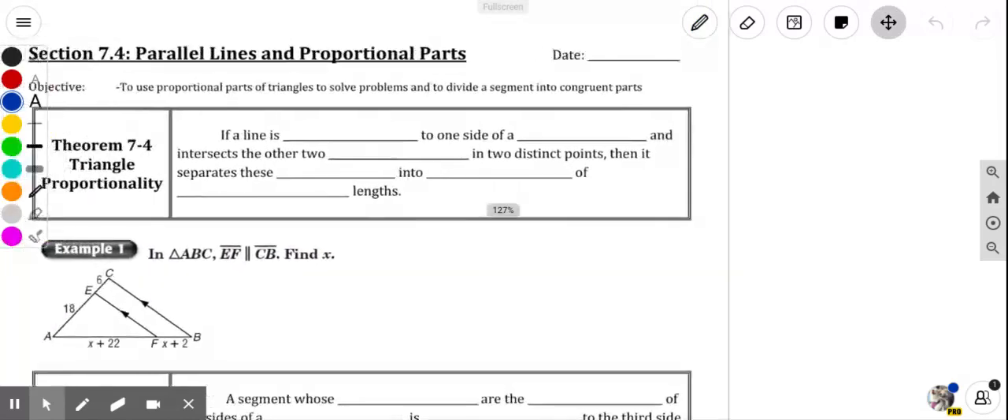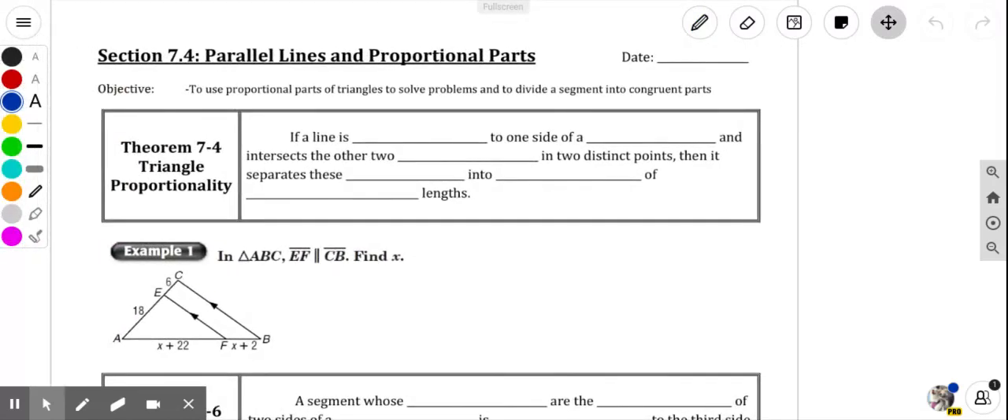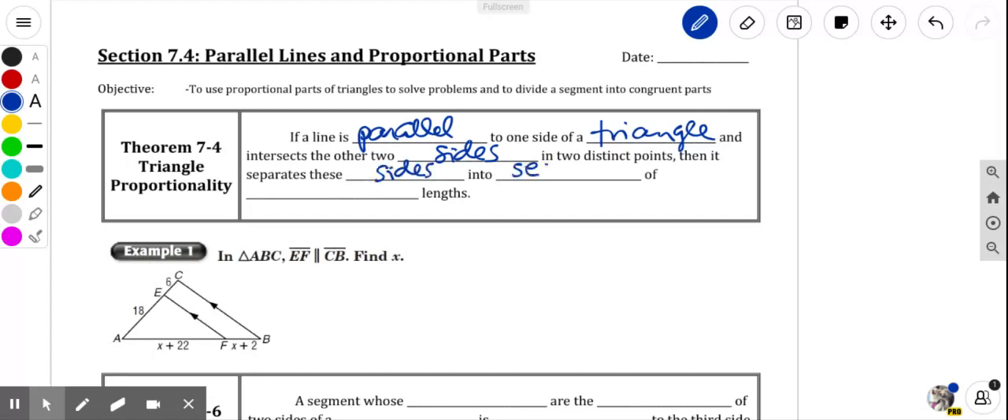It's 7.4. 7.4 is on parallel lines and proportional parts, so it deals a lot with when parallel lines are cut by transversals or when you have parallel lines inside of a triangle, the different things that happen. So this first one is the triangle proportionality theorem, and it says if a line is parallel to one side of a triangle and intersects the other two sides in two distinct points, then it separates these sides into segments of proportional lengths.